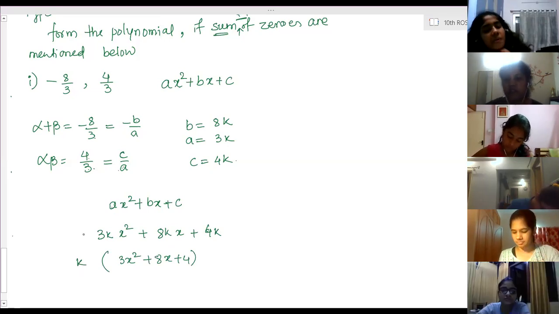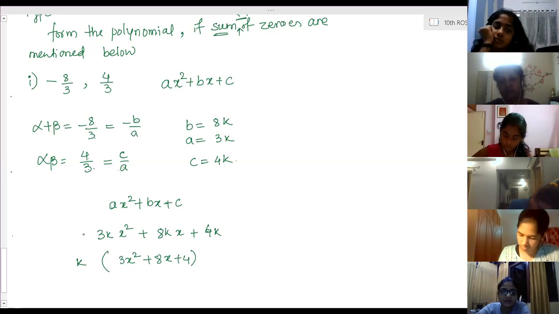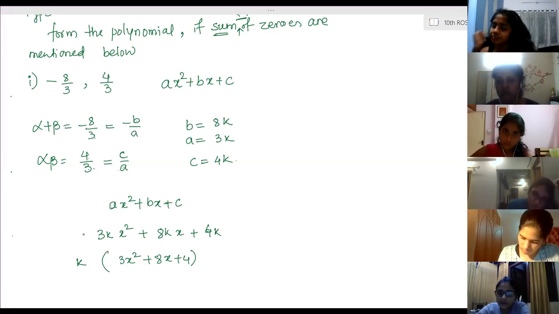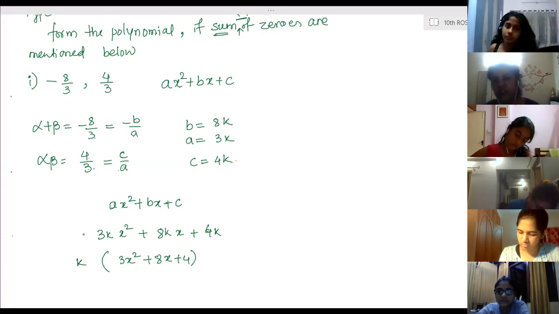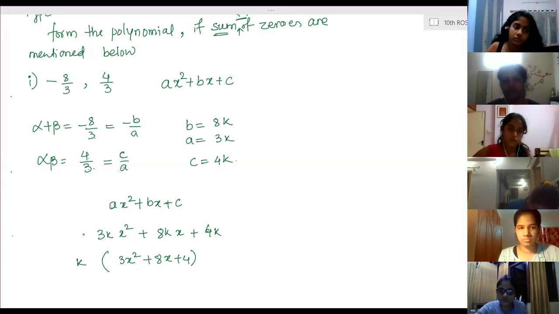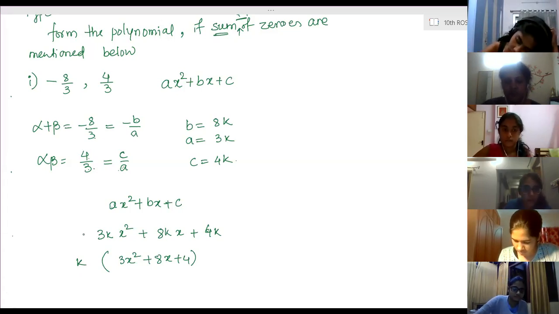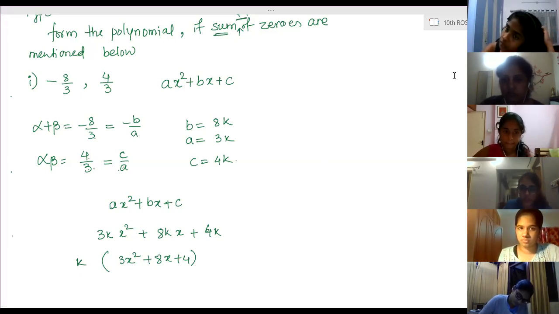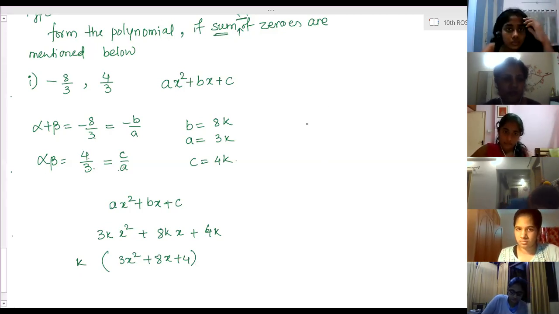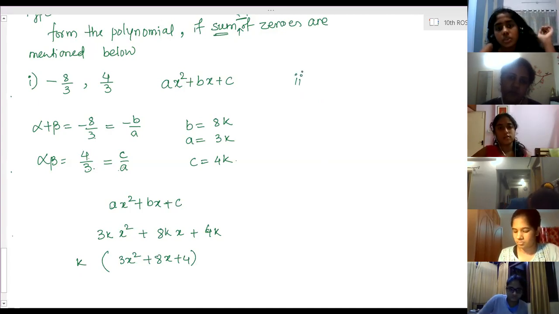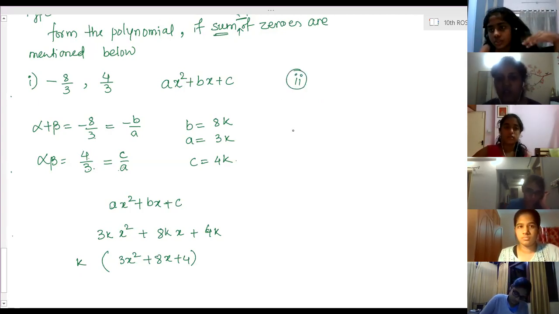Ma'am, you said that when the a values are not equal, then we should do something. Yeah, I will do that one. First, they are equal, so write down this. I will show the second question when they are not equal. Ma'am, we should always do them in the ratio. Yes, always do it in the ratio. This is an easier method, so you only form the polynomial.